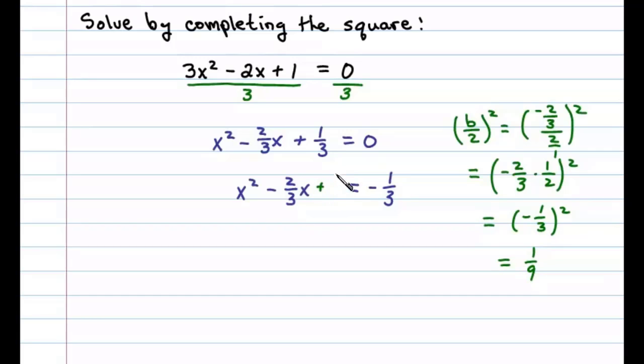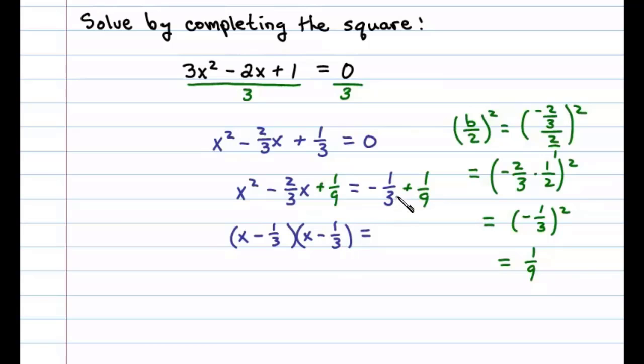Let's add that to both sides of this equation. Now after we do that, the left side here should be a perfect square trinomial. Factoring, we have x times x. 1/9 factors as 1/3 times 1/3, and 1/3 and 1/3 adds up to negative 2/3 if they're both negative. So we have x minus 1/3 times x minus 1/3.